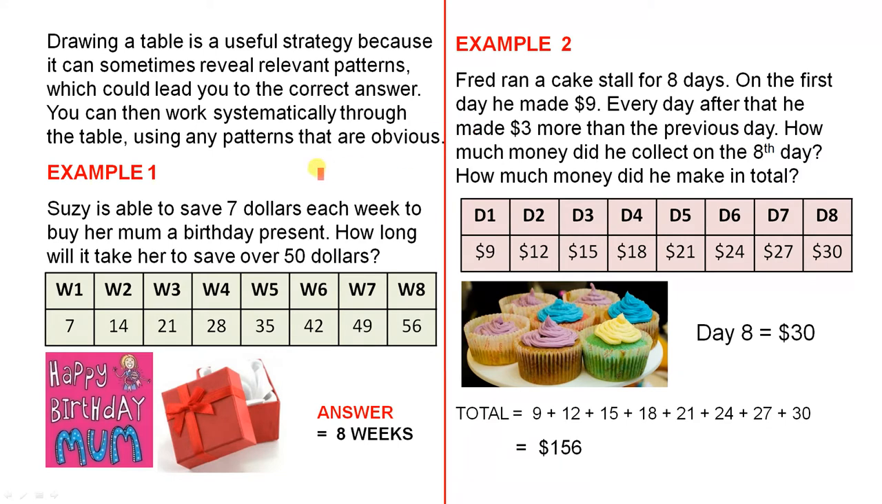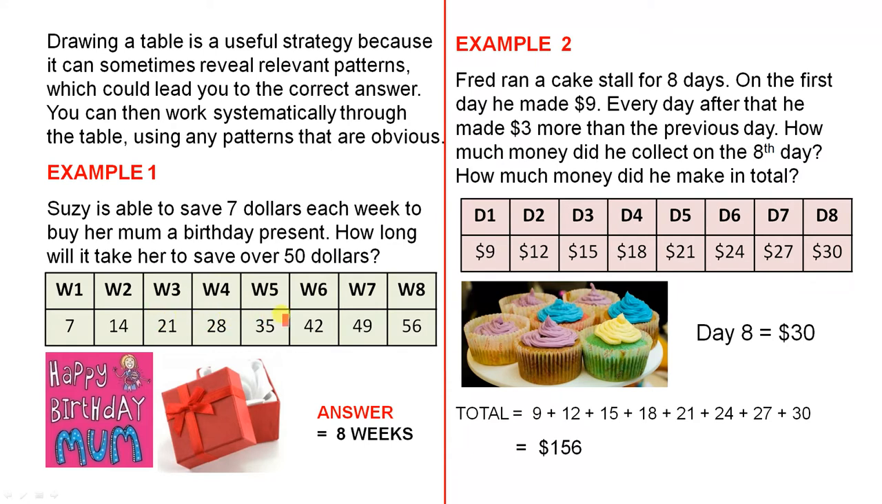Example 1. Susie is able to save $7 each week to buy her mum a birthday present. How long will it take her to save over $50? Okay, now here are the weeks, one after the other. The first week she saves 7. The next week she saves another 7, which is 14. The next week she saves another 7, which is 21.